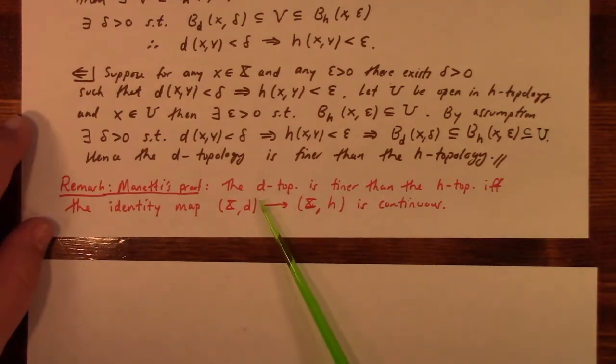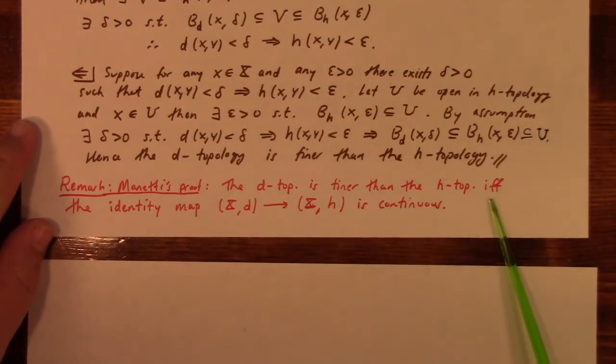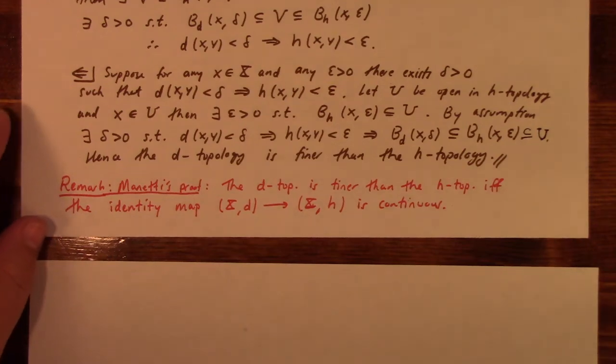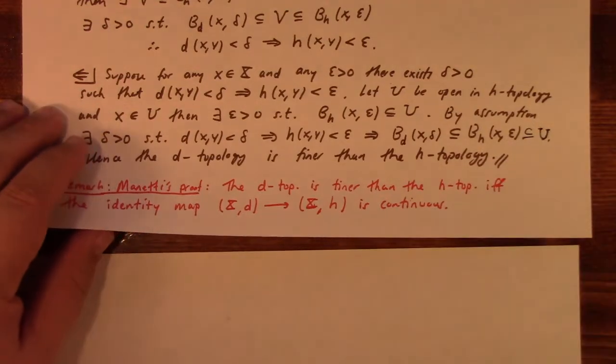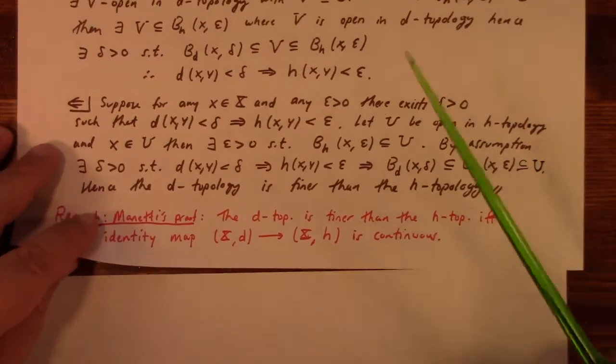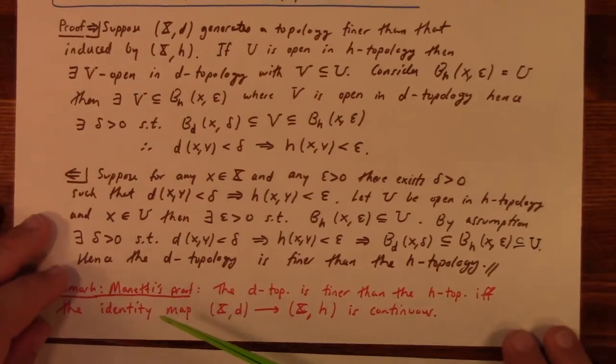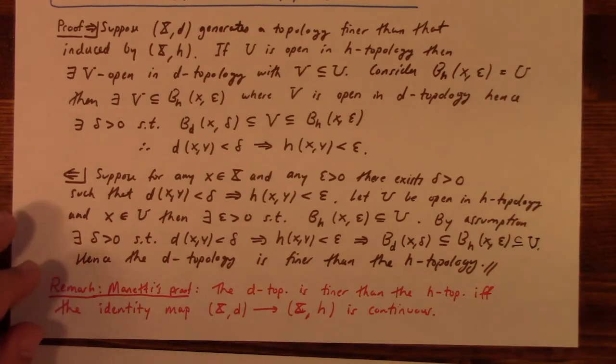He says that the D topology is finer than the H topology if and only if the identity map from this metric space to that metric space is continuous. So that's probably worth thinking about. And he does call it a corollary to the epsilon delta theorem, right? And if you sort through the proof I just made, it does look awfully similar to the epsilon delta theorem I just did, right?